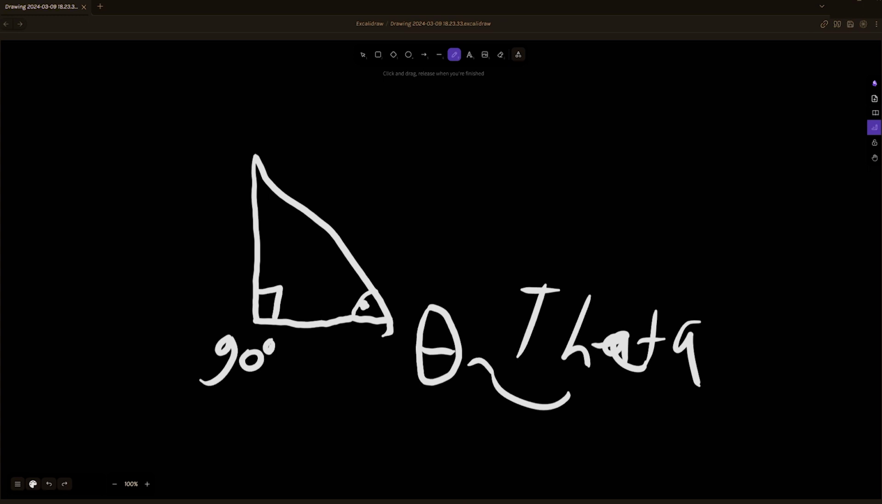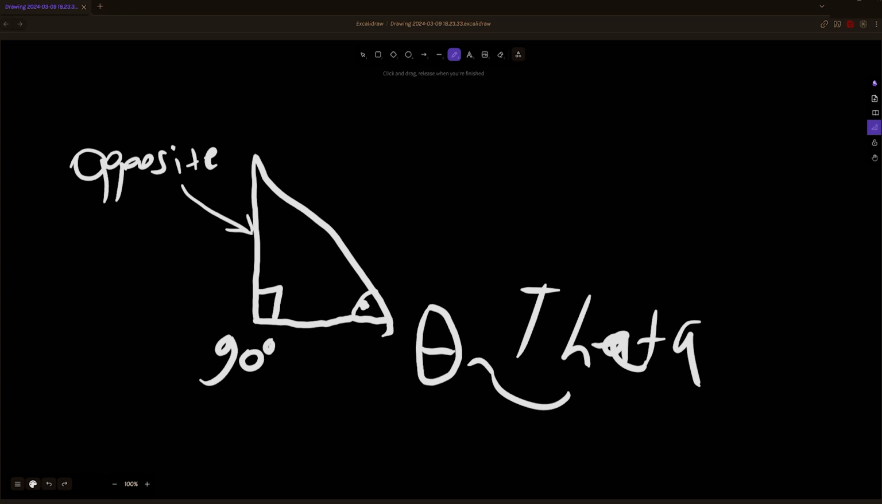Since we're taking the perspective of theta, what do you think we might call this line right here? Well, it is the opposite of theta. So mathematicians think we should call it the opposite. We should call that the opposite side. I think that's a pretty good name for it.